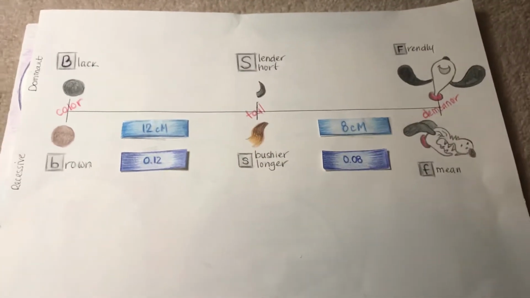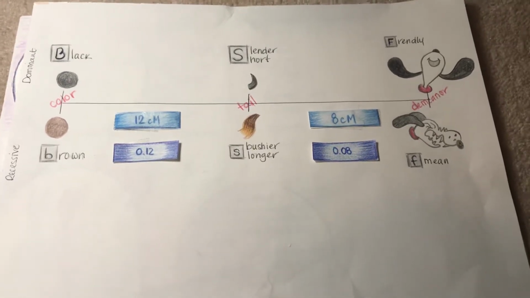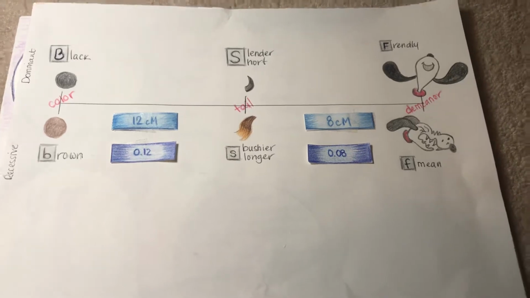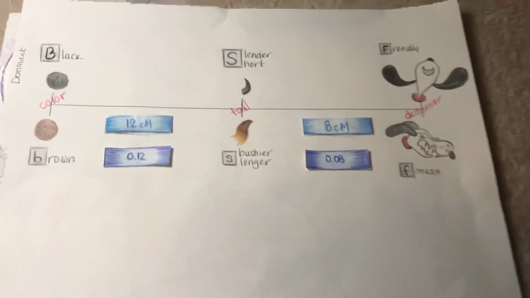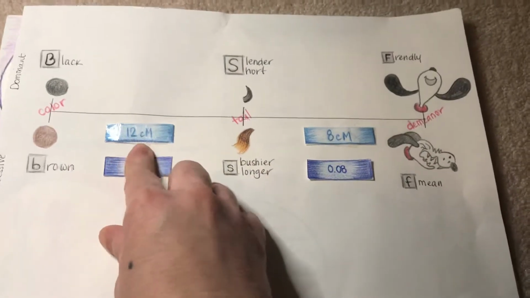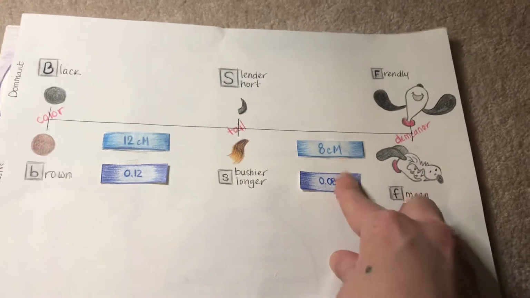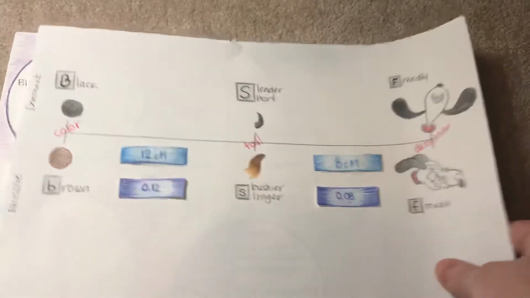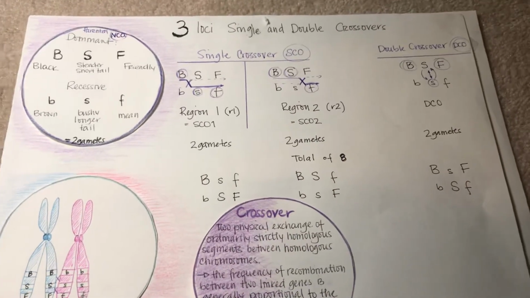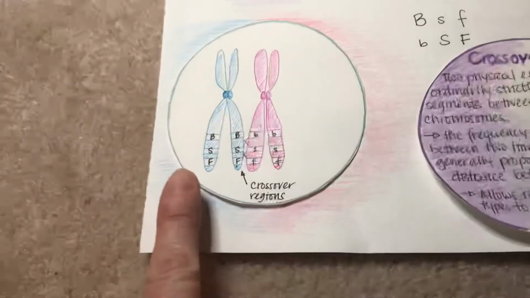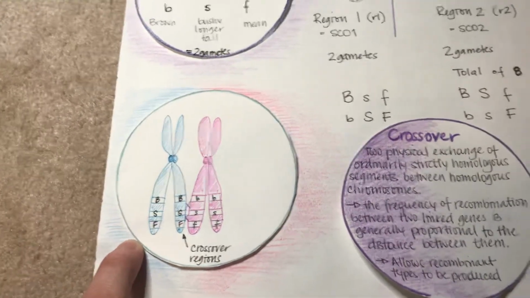A centimorgan is a portion of the chromosome of such length that on average one crossover will occur in it out of every 100 gametes formed, or equal to the percentage of recombination between the loci. That means that this is actually 12% of the time, or 0.12, and 8% of the time, or 0.08. We'll get back to this in a little bit. Did I mention crossover? That is the physical exchange of ordinarily strictly homologous segments between homologous chromosomes.